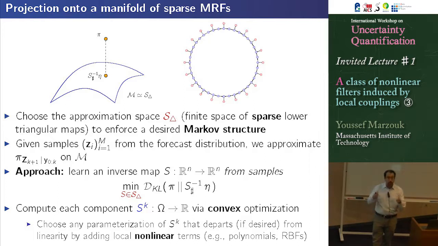I learned the inverse map from samples. That's a convex optimization problem. And that's the first step. So essentially now I've described the prior, given samples, all the information I have, in some restricted class.